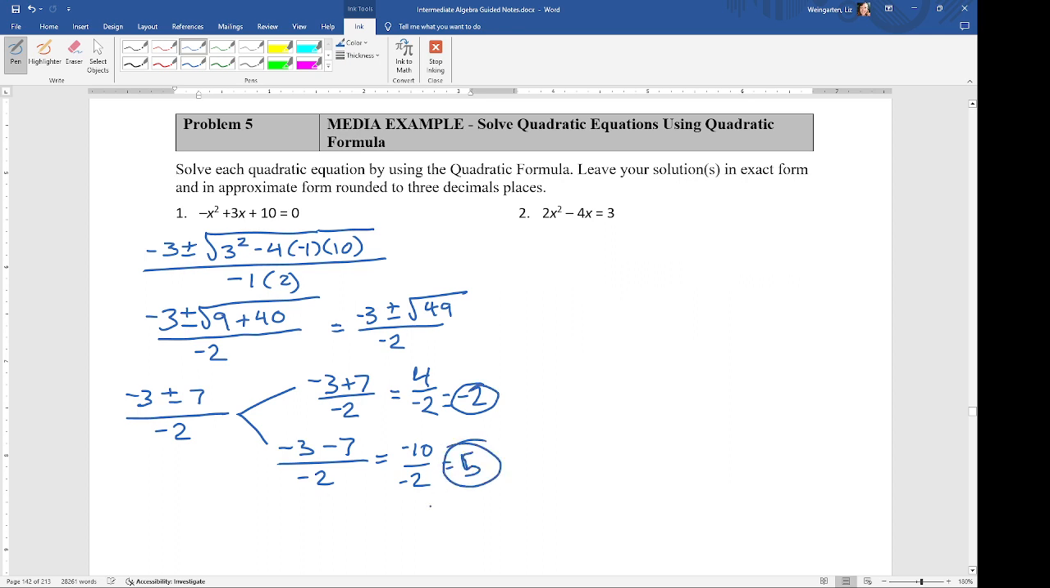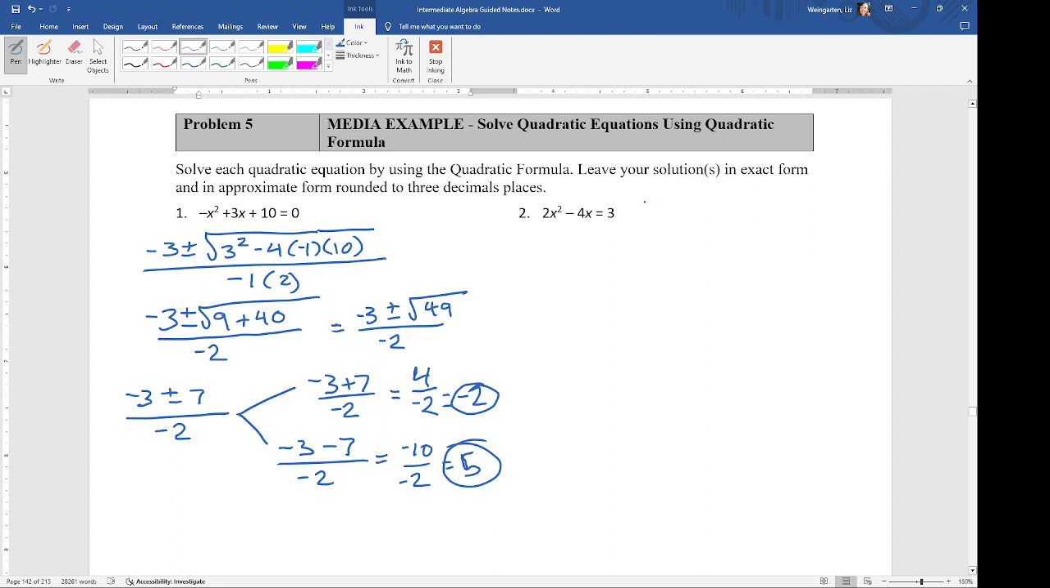as an answer. So they want an exact form and approximate form. So the exact form of negative 2 is negative 2. The approximate form of negative 2 is also negative 2. If you end up with whole numbers in your solution, your exact and approximate forms will be the same.